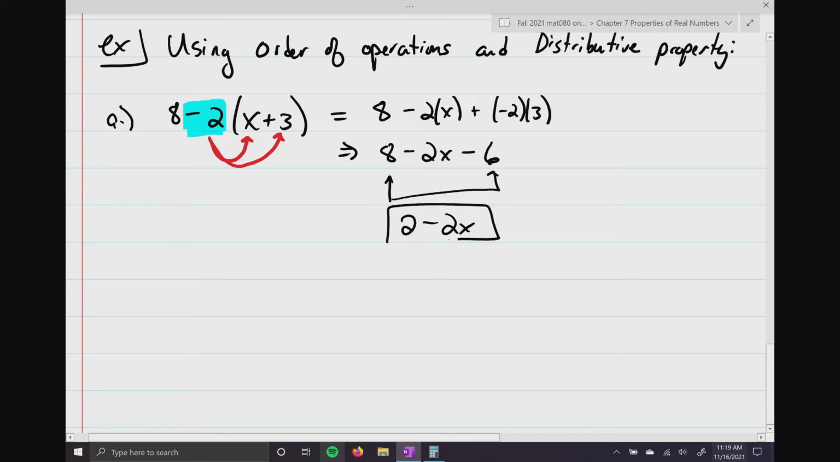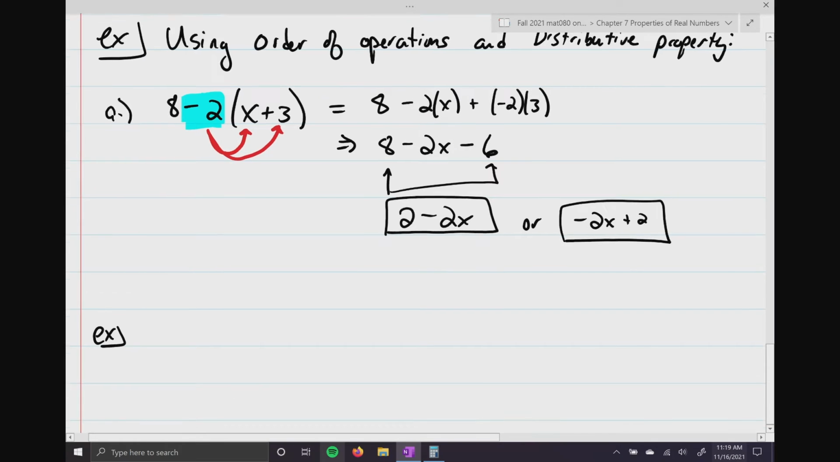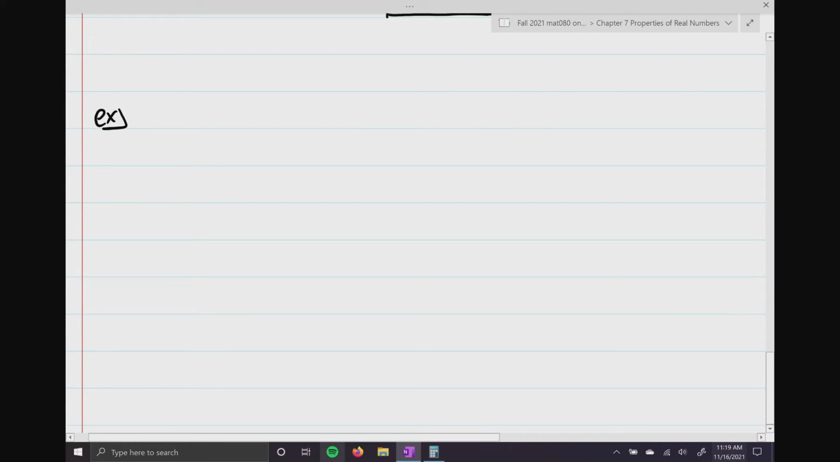All right, so that's one way we can write the answer, or the other way we can write this answer is negative 2x plus 2 using our commutative property, okay? All right, let's do another one like this, and this time we'll speed up just a little bit here. Very similar.